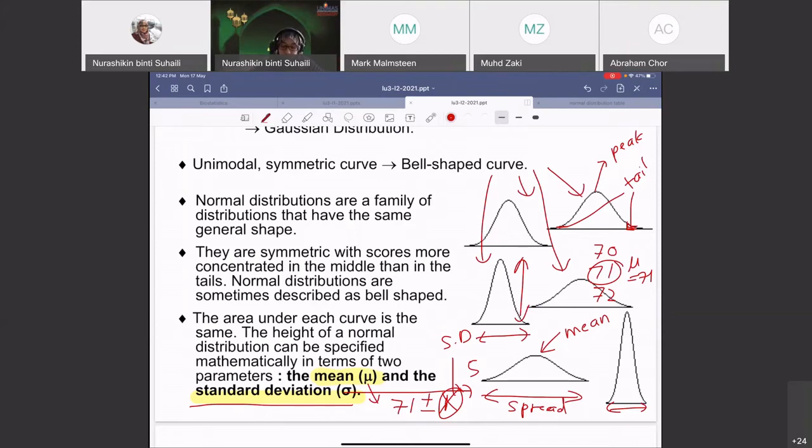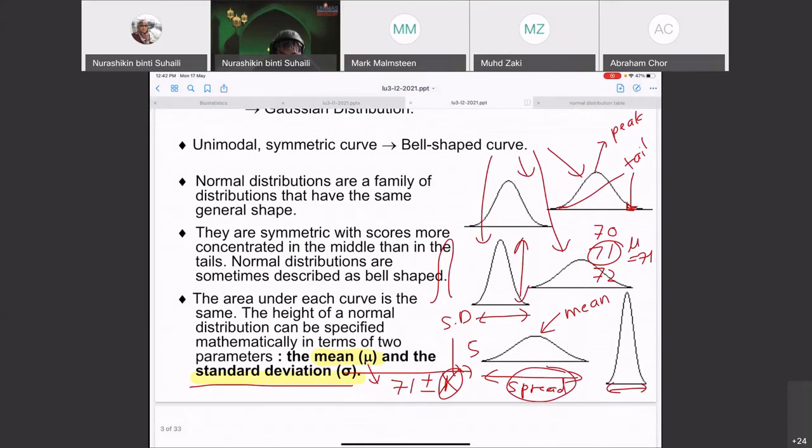Instead, if you just have 71 plus minus 1, your data is from 70 to 72. So that shows that the spread is going to be very narrow, isn't it? That's why standard deviation determines the spread of the data.